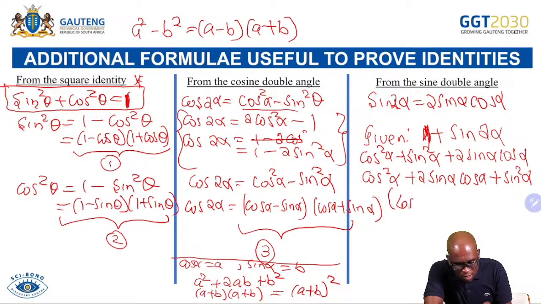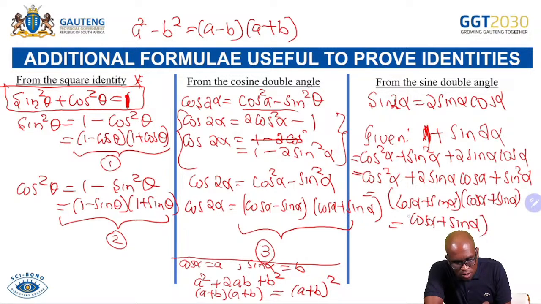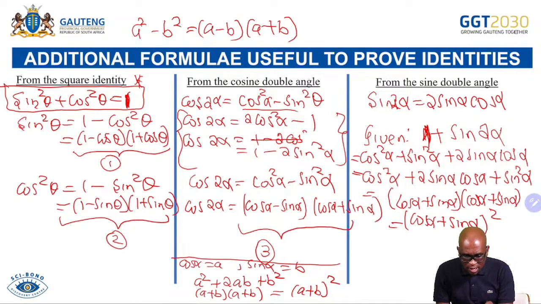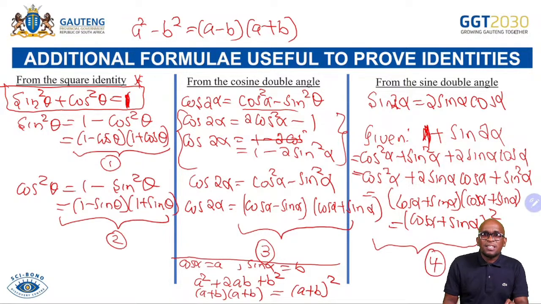I will have cos alpha plus sine alpha, cos alpha plus sine alpha. This is the same as cos alpha plus sine alpha all squared. So this is the perfect square trinomial that was hidden, and we will call this the additional equation 4. We will refer to it as the additional equation 4.